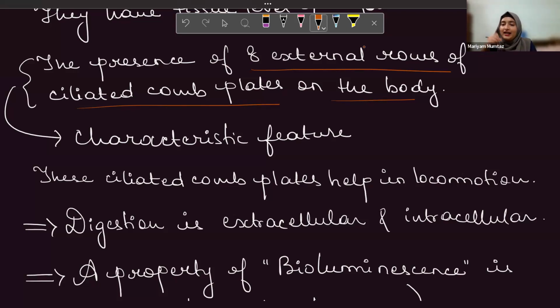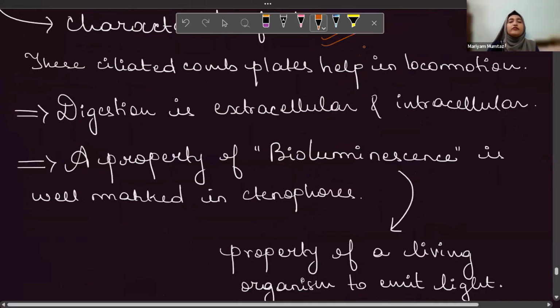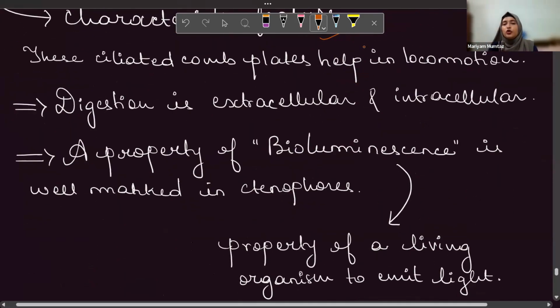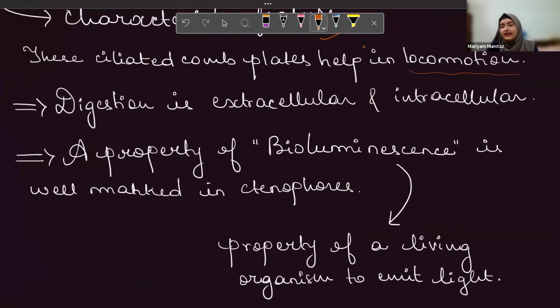So you'll find 8 external rows on the body. Okay, and those external rows are ciliated comb plates. It is present on the body, and it is the characteristic feature of this phylum. Okay, and what is the reason of that? Like, why is a ciliated comb plate present? It helps in the locomotion. It helps the Ctenophora members to move.